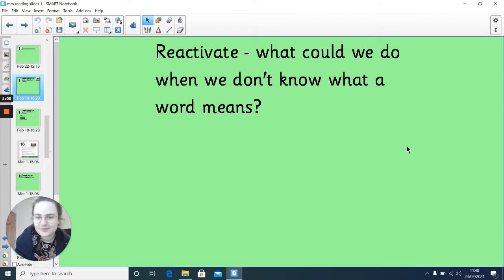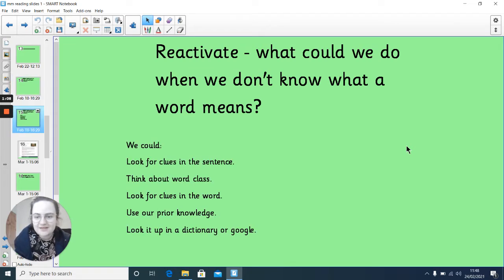Okay, so as you know, there are a number of things we could do when we are not sure what a word means. And here is a list of them. The first thing we could do is look for clues in the sentence. So we find that word that we don't know, and we could read the sentence and see if we can have a sensible guess what's happening in that sentence, even though we don't know what the word means.